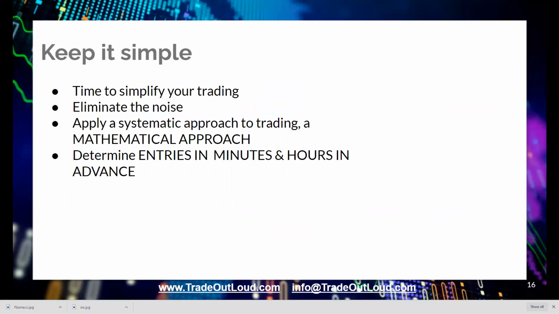So in trading, you have to keep it super simple. Time to simplify your trading. If you're using a lot of tools and your charts are overly crowded, just simplify it. Pay more attention to price action, because you may be able to learn more from price action than from any book you're going to get from Amazon. Eliminate the noise. Any kind of cluttery indicators that you have on your charts, anything that is glittery, just get rid of it. Just be an observer of price action.